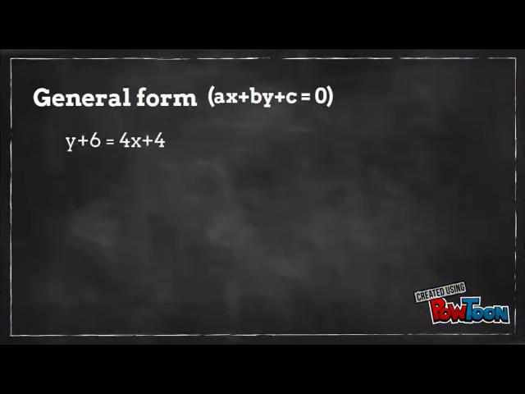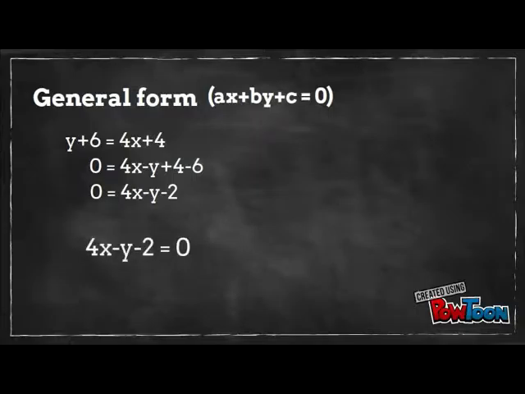Or you could answer in general form where y plus 6 is equal to 4x plus 4. By transposing y plus 6 to the right hand side, then 0 is equal to 4x minus y plus 4 minus 6. Since 4 minus 6 is equal to negative 2, then 0 is equal to 4x minus y minus 2. By symmetric property, 4x minus y minus 2 is equal to 0.